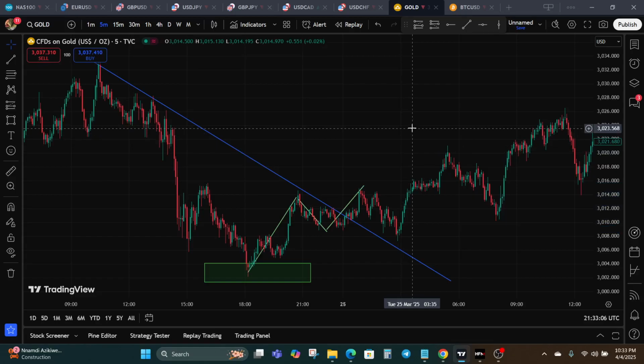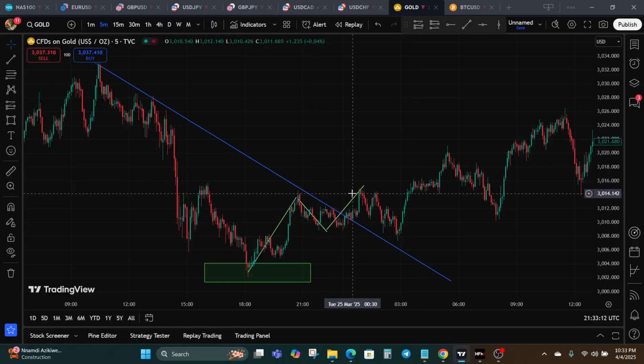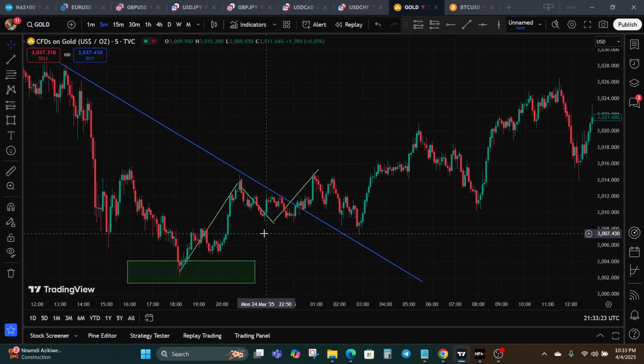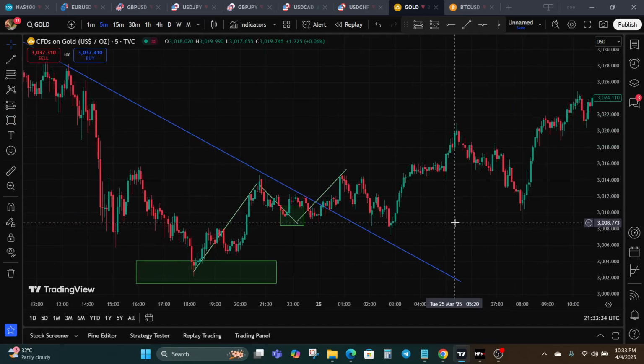Now, here's where the strategy gets deadly accurate, between point 2 and point 3. All right? You'll usually find an order block, probably somewhere hidden in plain sight. So that's your zone, right?